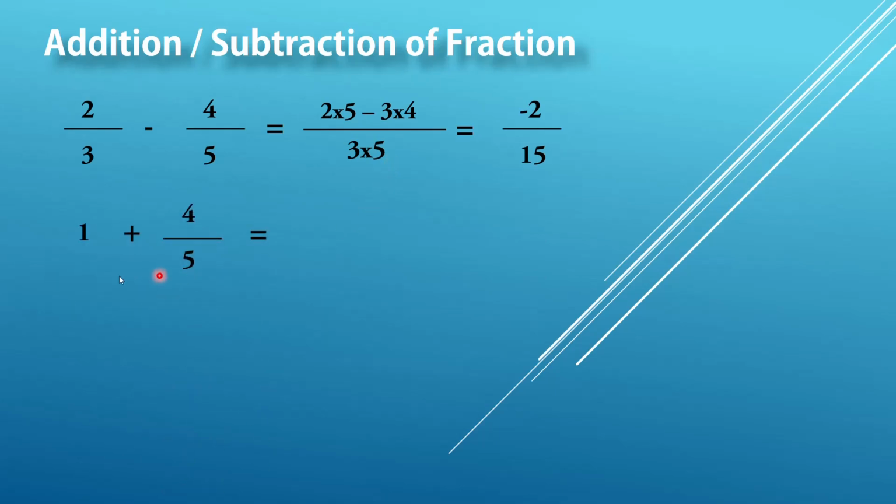Let's take another example. So 1 plus 4 by 5. So this is another case where we have 1 as a whole number and 4 by 5 as a fraction. So how can we add this? It is the same simple cross multiplication we need to take, but you need to take 1 by 1. So 1 and the denominator also 1, so no need to. So what can we do? 5 into 1 plus 4 directly. 4 into 1 means 4. So 5 into 1 means 5 plus 4 divided by 5.